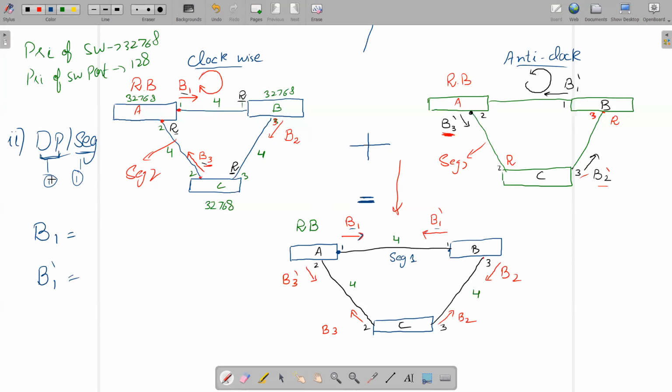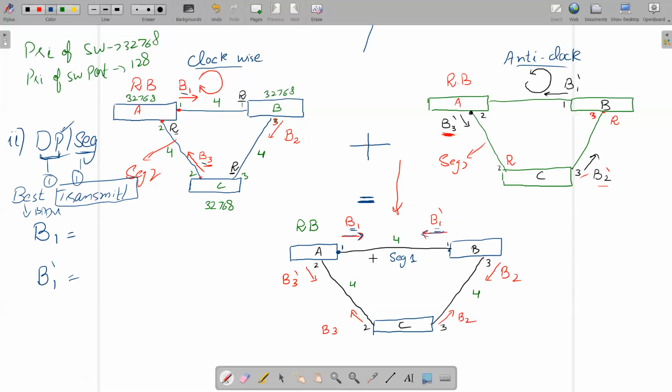And how will we conduct the election? He says, check which port transmits the best BPDU. That's why I'm going to write the BPDUs which are transmitted through this port and this port, and once I write both BPDUs, I will compare them and check which is the best one and which is the worst one, which is the superior and which is the inferior. So that's why I'm going to write B1 and B1 dash.